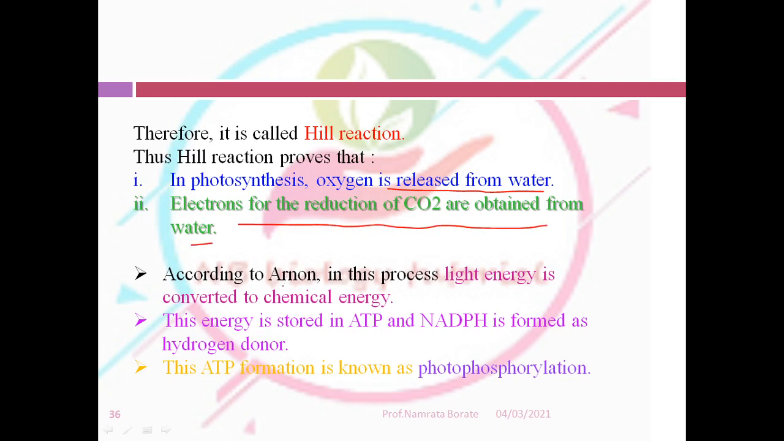According to Arnon, in this process the light energy is converted into chemical energy. The energy is stored in the form of ATP, and NADP is formed as a hydrogen acceptor. NADP combines with the hydrogen which comes from the water, and there is the formation of NADPH2. This ATP formation is called photophosphorylation.